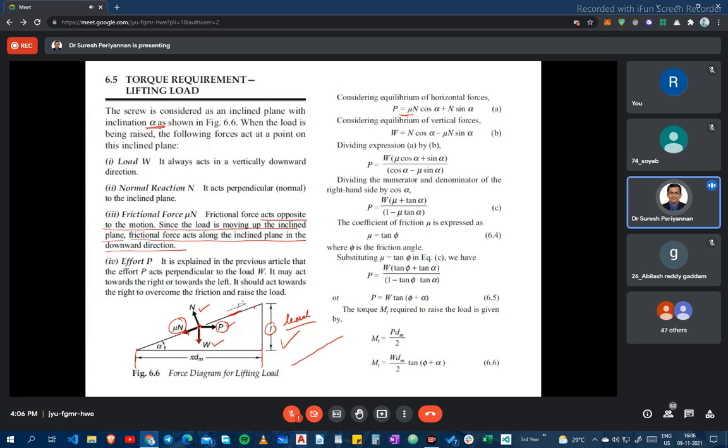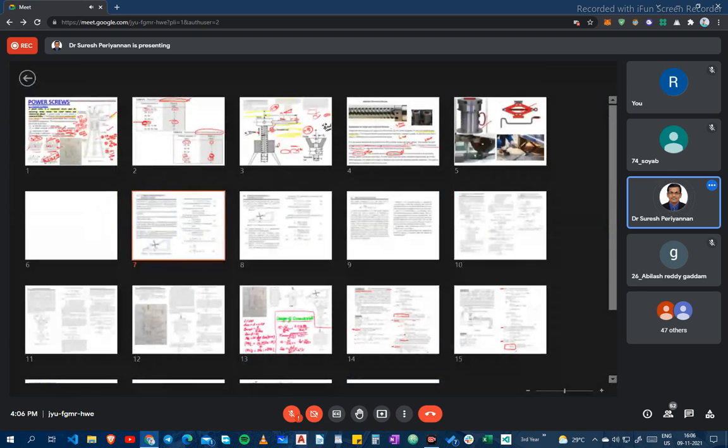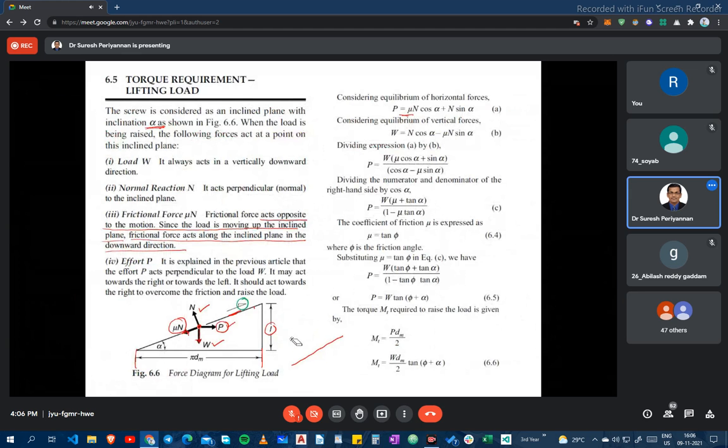This is my direction. Now I am lifting the weight. This is the direction of movement. The load is moving slowly on this inclined plane. Now I draw here. This is the inclined plane, and this is alpha.